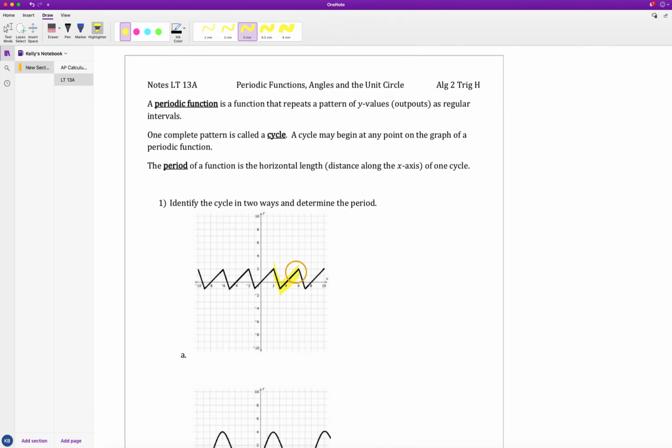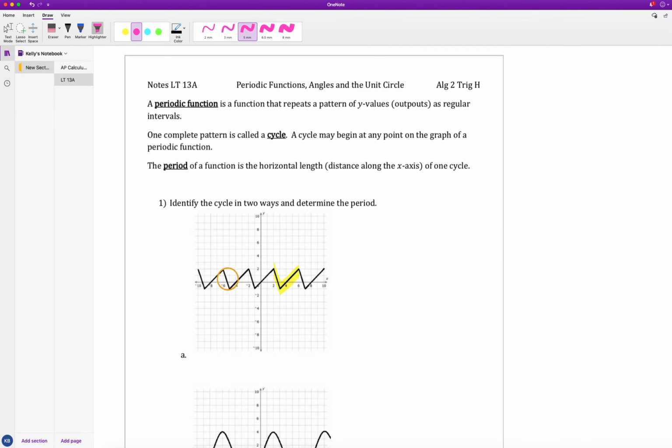This highlighted part here is one complete cycle, because if I were to think about this as a stamp and pick it up, I would pick up the yellow piece, move it here, and I would have another identical piece. Likewise, to the left, I've got a bunch of identical V shapes that I'm creating. Now, that's not the only place that I can identify a cycle. It doesn't have to go from the highest point back to the highest point again.